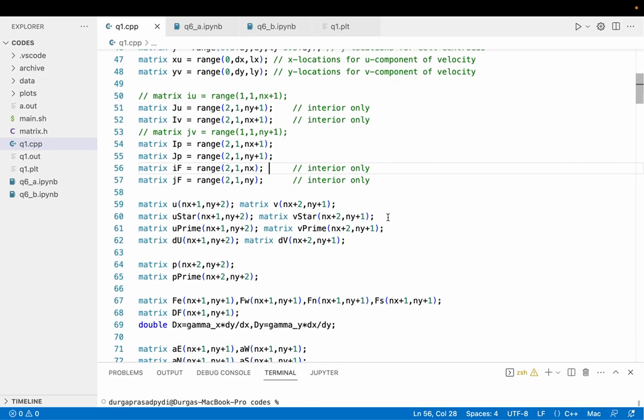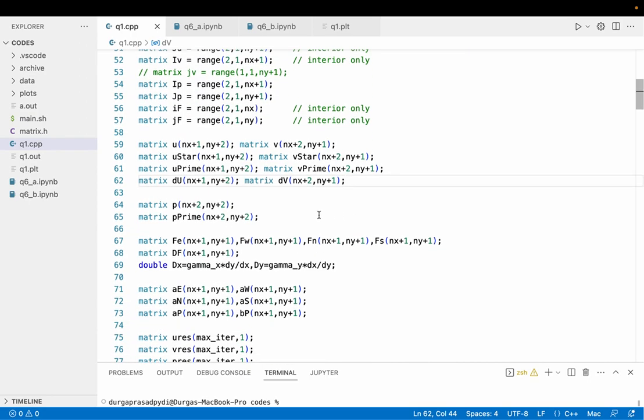I am storing some other values like u star and v star, which are the values of u and v that you will get after solving your momentum equation. U prime and v prime are for the velocity corrections. This du and dv are the terms in which, when you write the pressure correction equations, you will have the coefficients written. P is your pressure and p prime is your pressure correction. I have written nx plus 2 and ny plus 2 here because you will have boundaries for pressure also. When your unknowns are from 1 to nx, I am adding 1 to the left and 1 to the right.